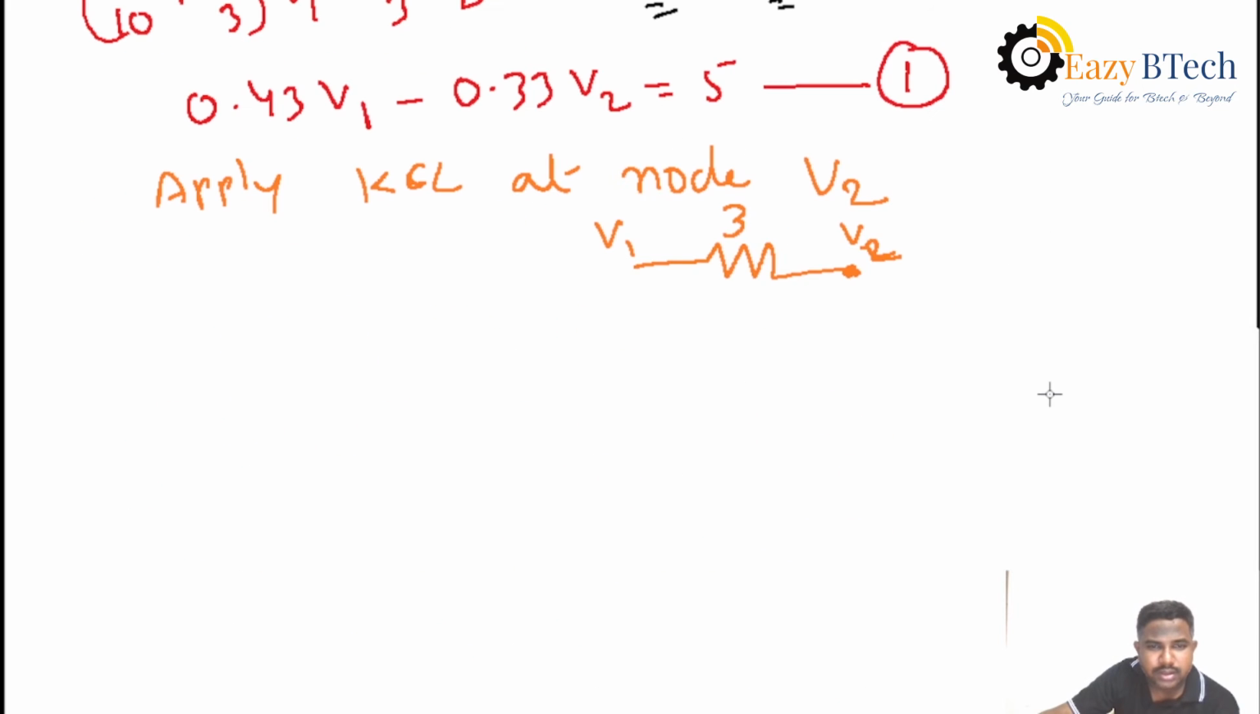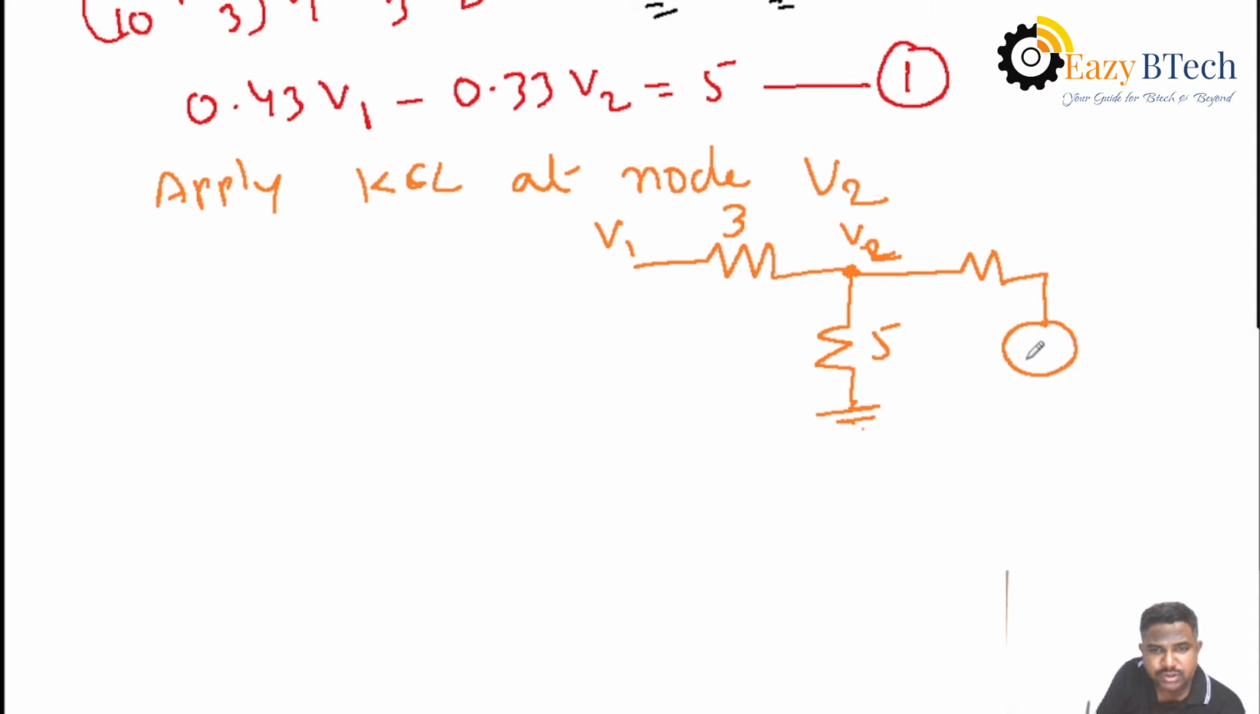Then you can connect the remaining elements at node V2. That is, 5 volts connected, then ground, and another source connected. That source should be joining with a 10 volt source. This is 1 ohm.